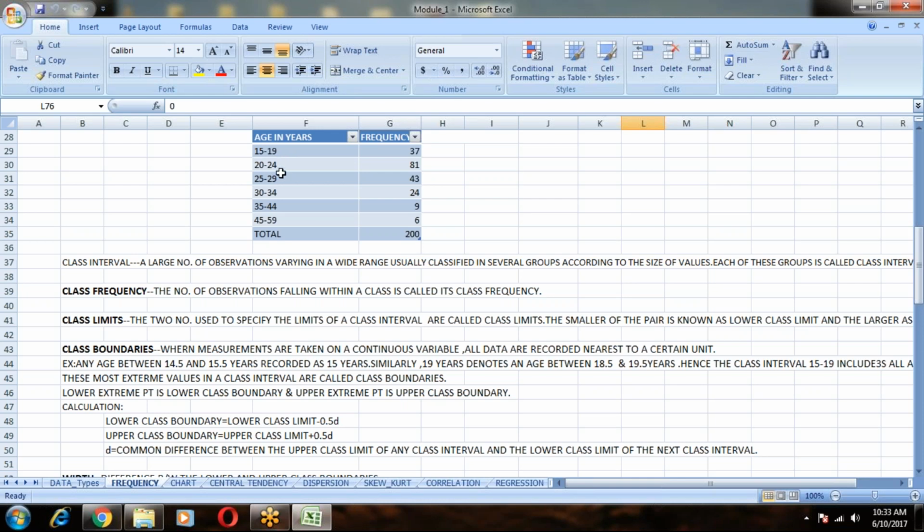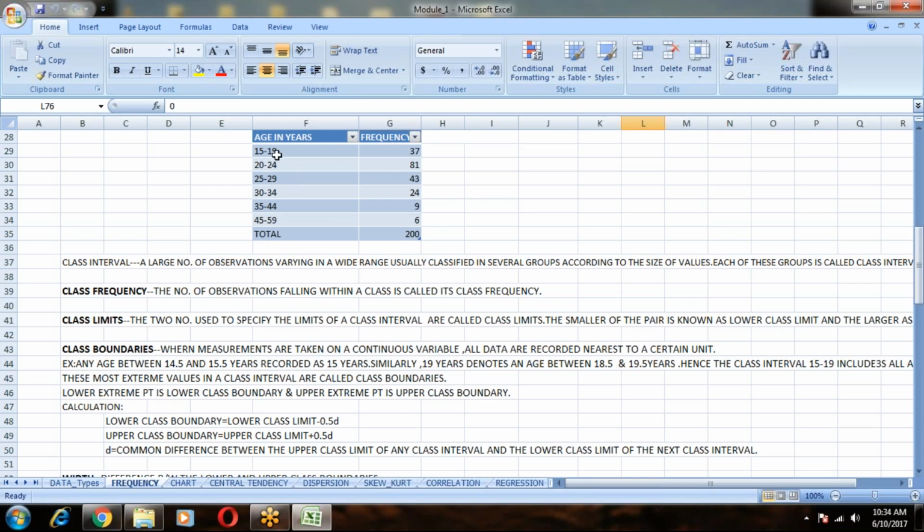Now, in each class interval, you can see one maximum value and another minimum value. The minimum value is termed the lower limit, and the maximum value of each range is called the upper limit. For the first class interval, the lower limit is 15 and the upper limit is 19. For the next range, the lower limit is 20 and the upper limit is 24. In this way, we identify the lower limit and upper limit. It is already given.